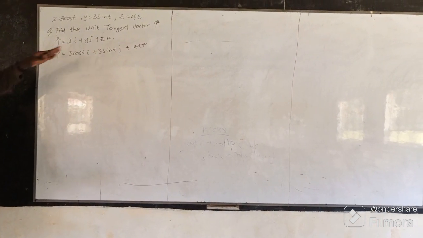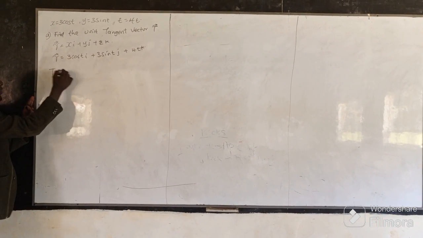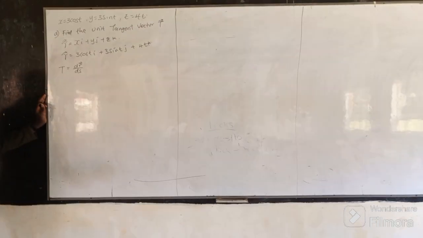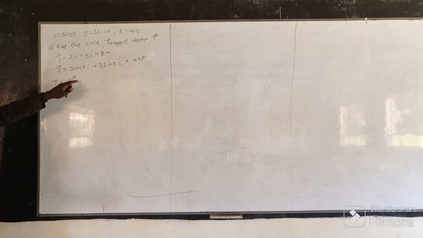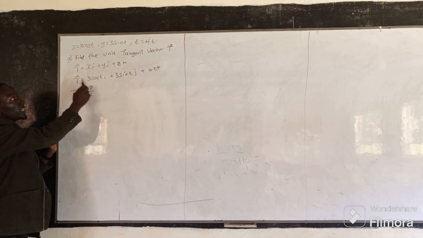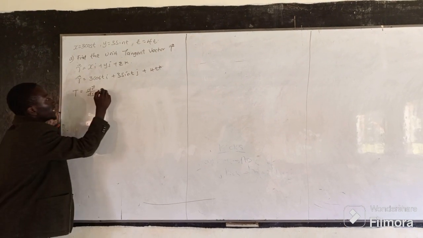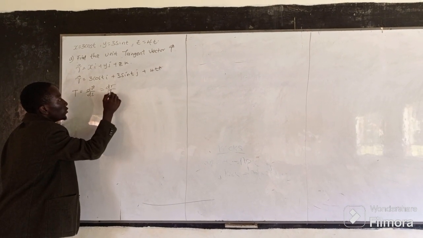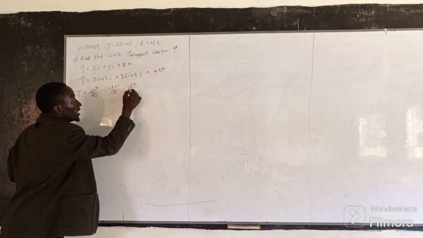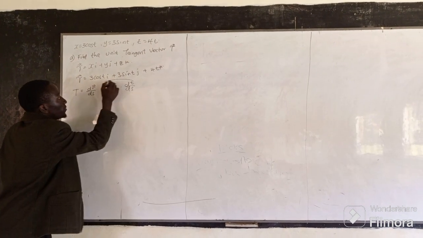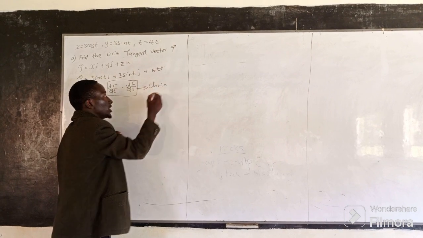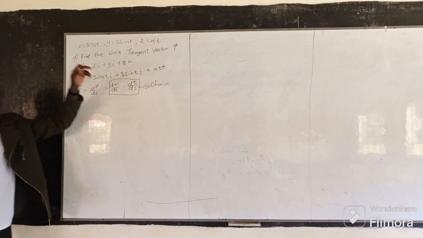Now, finding T, this vector T is equal to dr over ds. But if I want to find dr over ds, I can't use this equation directly, because if I differentiate this equation, I'm differentiating with respect to t. So I must find dr over dt, then I find dt over ds. This one I'll be using the formula known as the chain rule of differentiation, from calculus one.